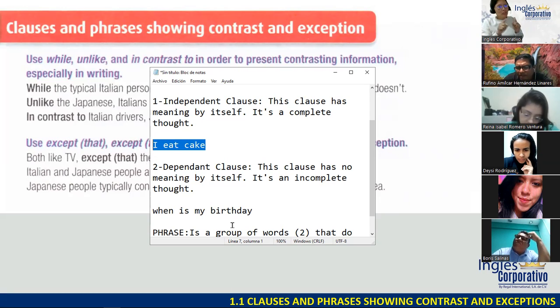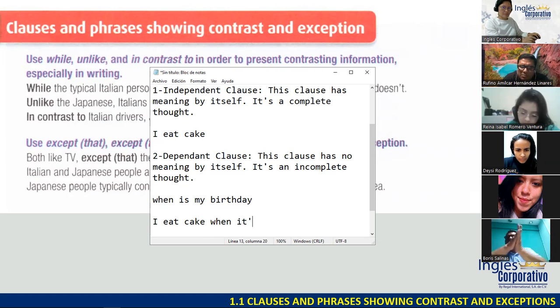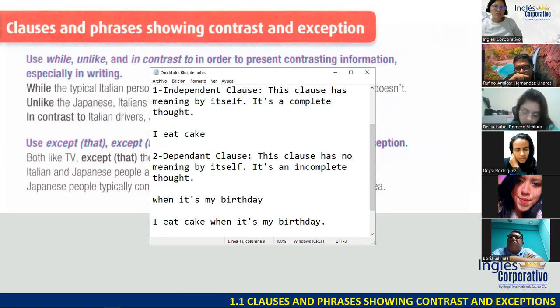So if I put the two sentences together, I'm going to go down here and I will say, I eat cake when it's my birthday. Perdón, ahí arriba les hizo falta eso. Birthday. Okay. Aquí hizo falta eso. It's. So I eat cake when it's my birthday.